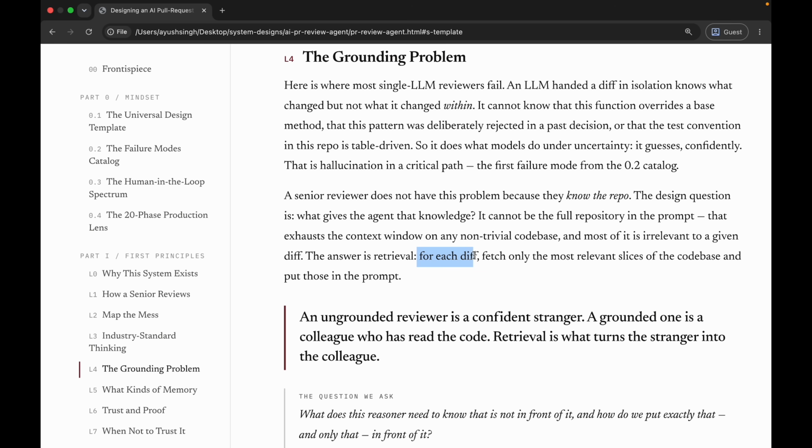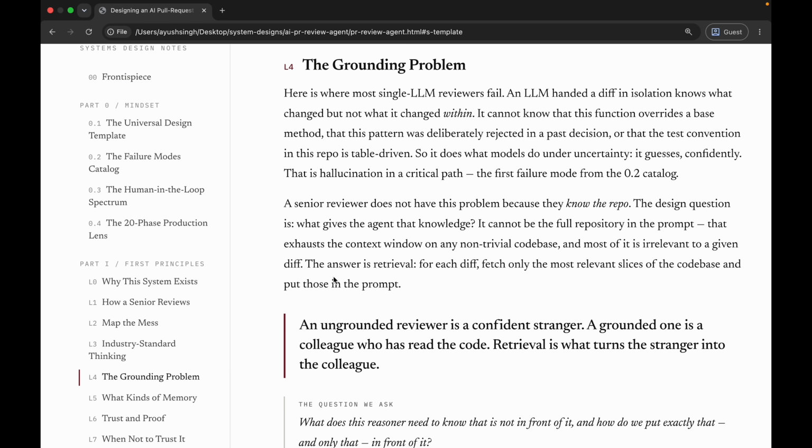For that particular review, can we fetch only the most relevant slices of the code base and put those into the prompt? This is also known as context engineering, and we'll talk about this in detail, how we are putting it. Okay, so can we do this? So the grounding problem is solved.